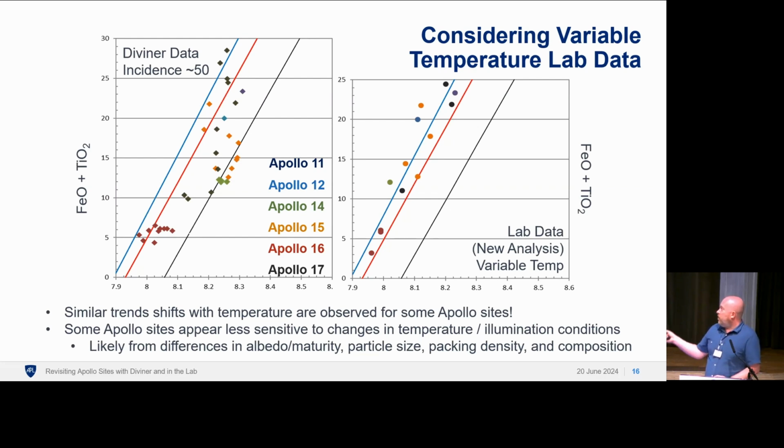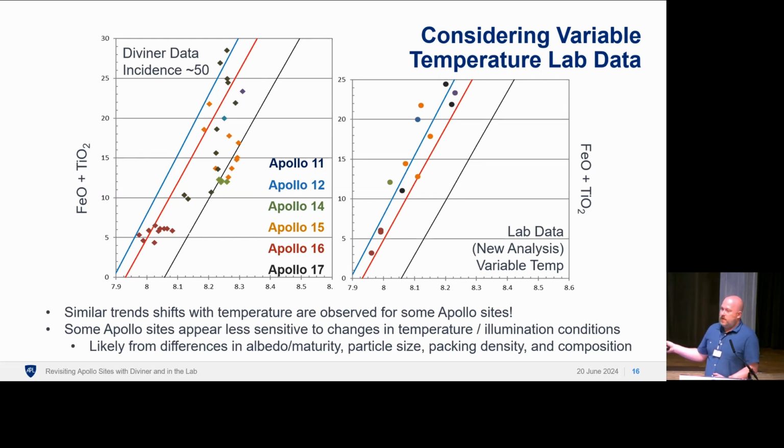And we see once again, we're bounding the left side of this with Diviner. So that's implying to us that in some areas, especially the Apollo 16 areas and some of the higher titanium, higher iron areas, things are behaving as we expect. We're getting this linear trend that we're observing very, very strong in the lab. And in other areas, they aren't.